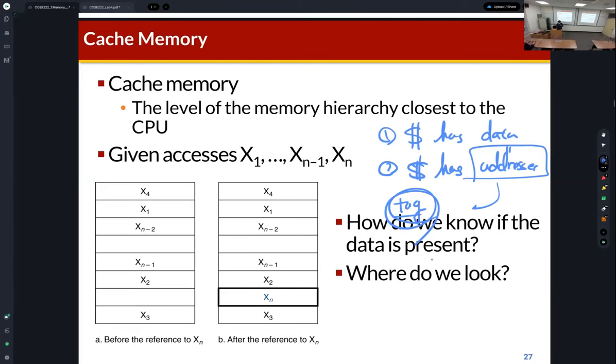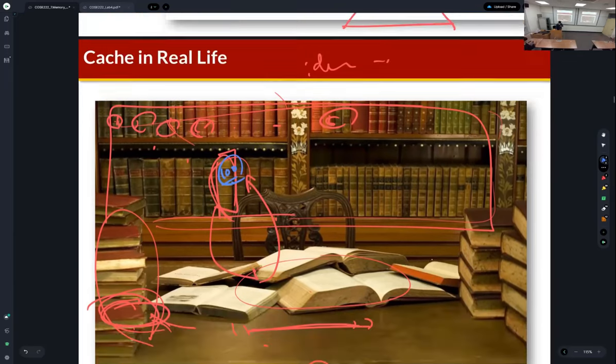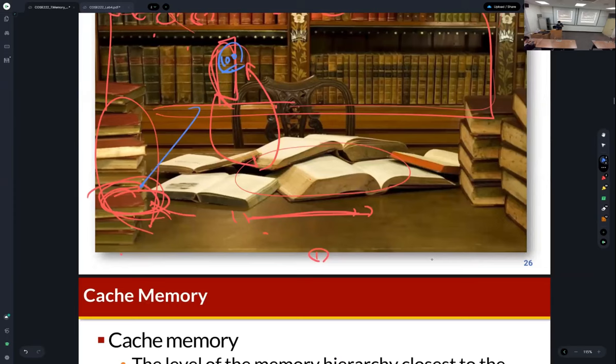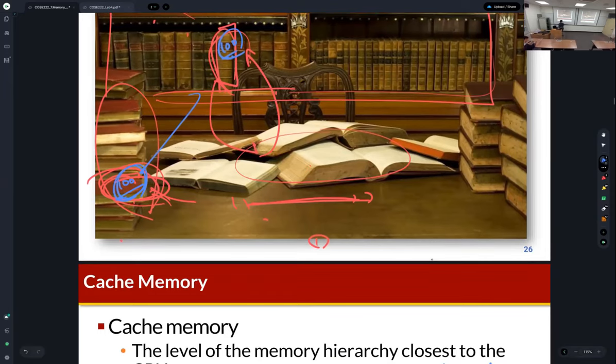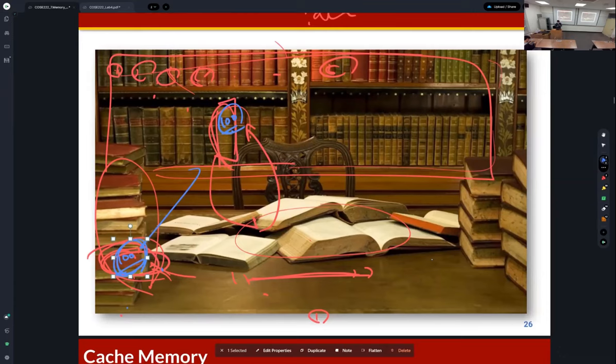So it's like this. This is book number 100, and in order to identify this book, if it is cached on this table, then we just check this book number, okay? And then we can check that book number 100 is already placed on the desk. Then we can just pick the book from the bunch of books on the desk, okay?